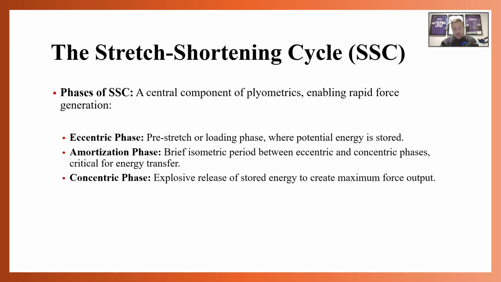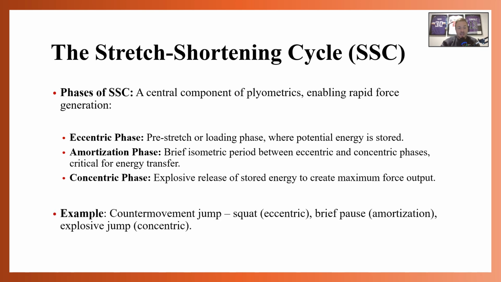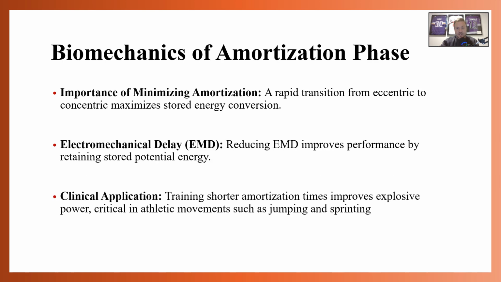And so that's the last phase, is concentric. It's the explosive release of stored energy to create maximum force output. And an example, again, is a counter movement jump. Again, squatting down before you jump, you're preloading those tissues. You're putting tension through some of the elastic structures. There's that brief pause to shift your energy into the concentric or a shortening position to explode upward. That's what this is all about, the stretch shortening cycle.